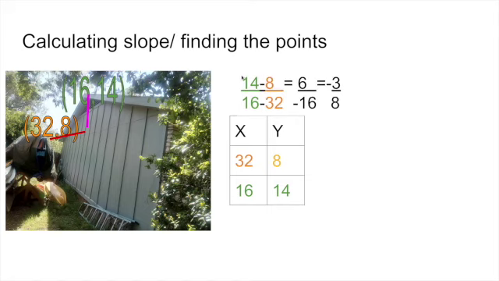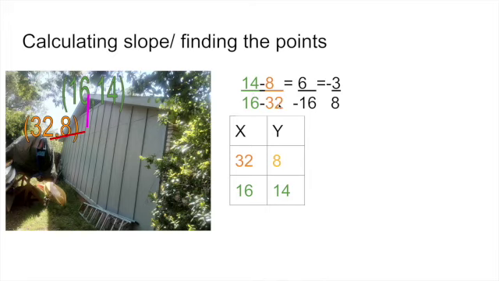Okay, so 14 over 16. See how I kept them together again? And the y value goes on the top because that's the rise, how tall it is, and 16 is the run, how far we've gone across. Okay, so 14 minus 8, because that's the height at the end, over 16 minus 32.